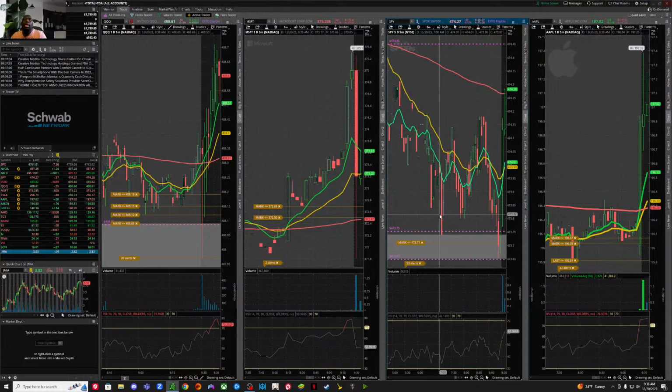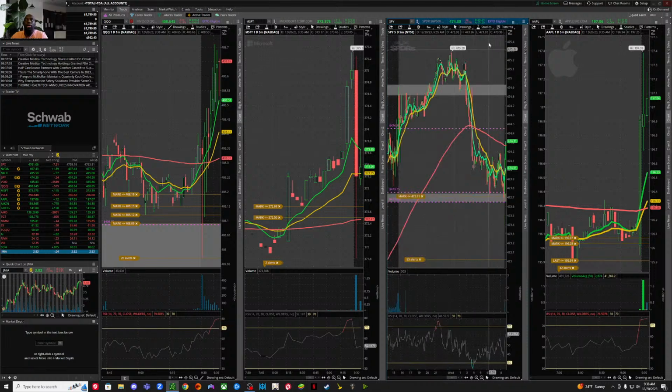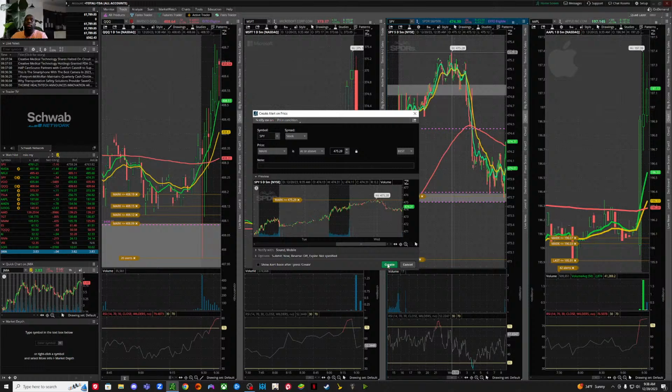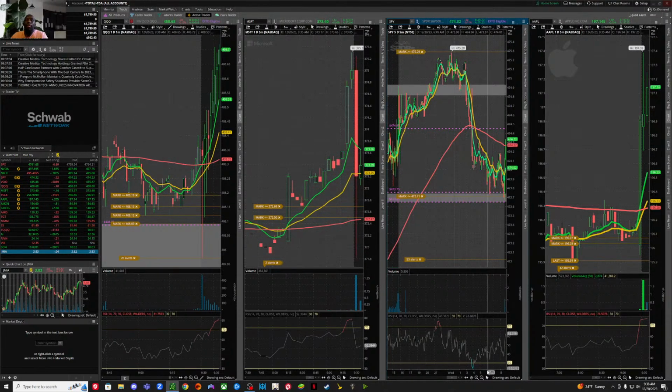You got plenty of stocks holding the market up. Ooh, let me see how high SPY could go today, by the way. Let's zoom out on that. So we're looking at 475.28 for the high. That'll be nice.